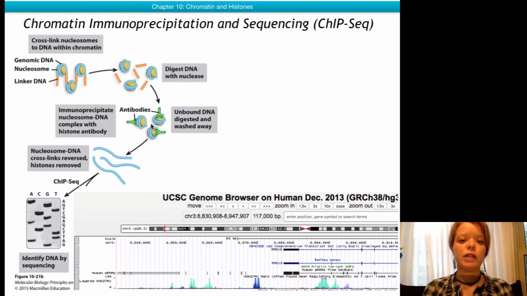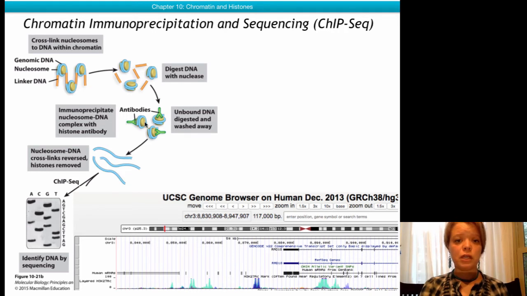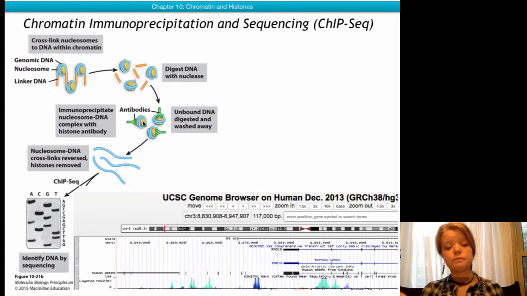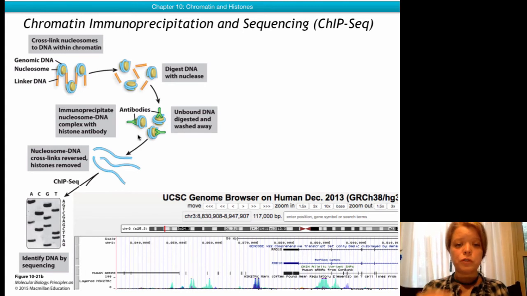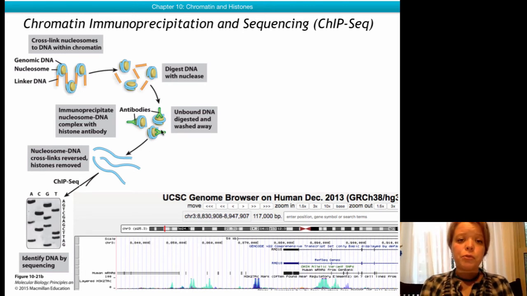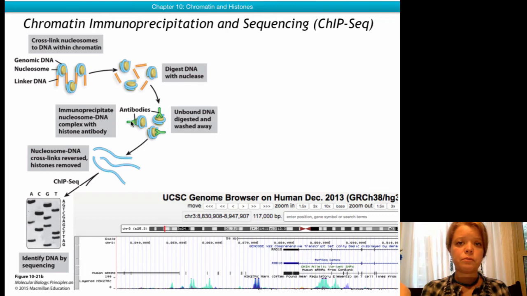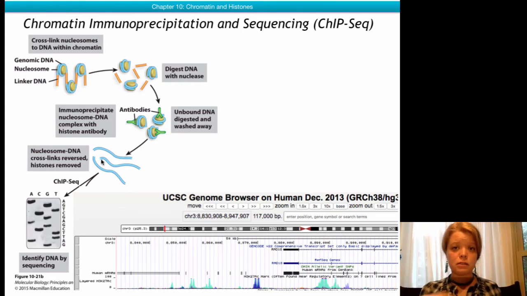Then we use a clever trick to digest the antibody, which is protein, as well as the histone part of the nucleosome, which is also protein. So we'll use some sort of proteases to get rid of them. Proteases will destroy protein but not DNA, because DNA doesn't have the same bonds in it. It has a phosphodiester bond instead of a peptide bond. And then we purify these DNA molecules, about 200 base pairs each, and now we can sequence them.